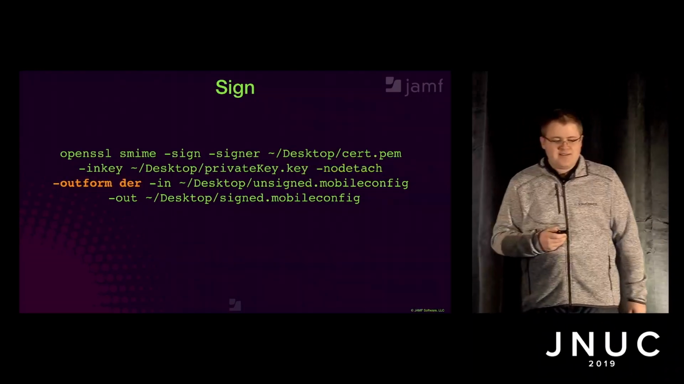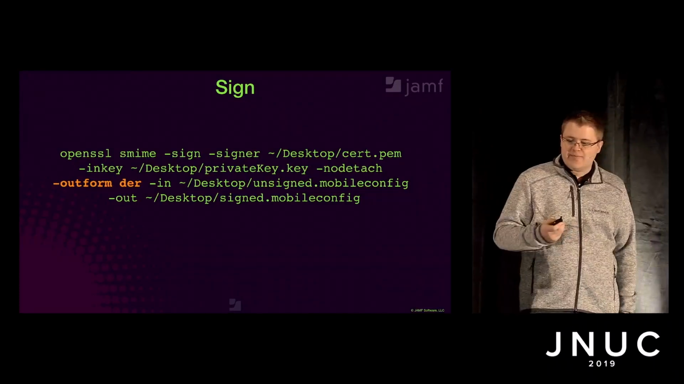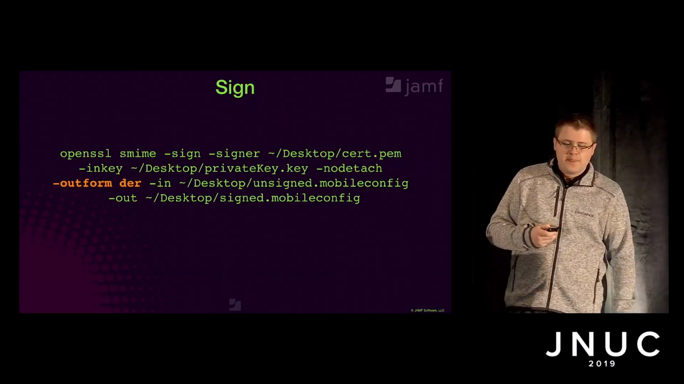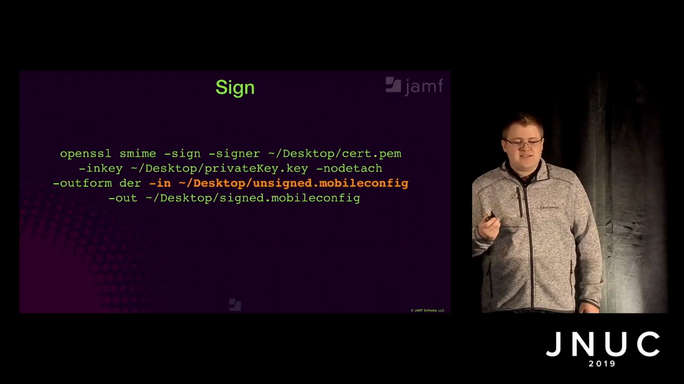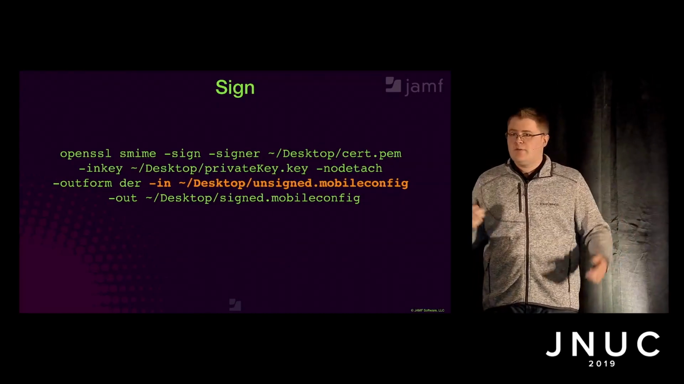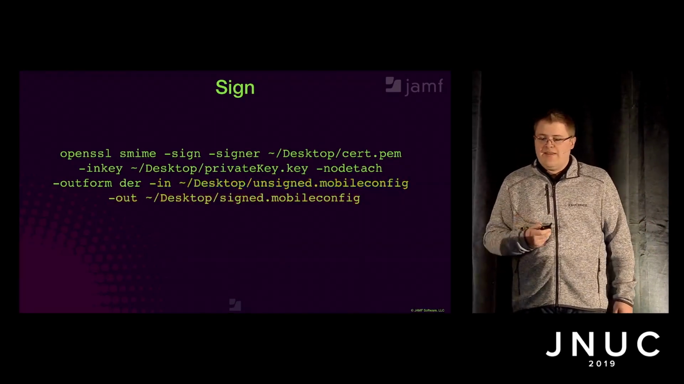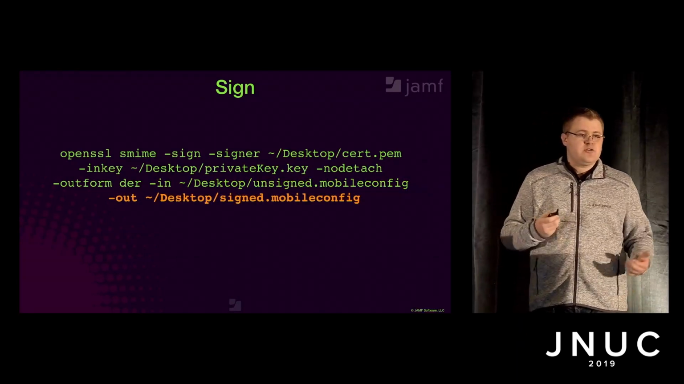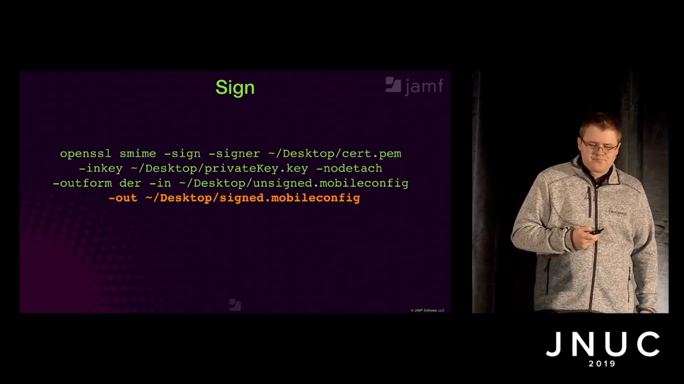-outform der says to change the default output from smime to pkcs7. -in is the thing that we're going to sign, that unsigned mobileconfig on our desktop. And then -out is where we're going to put our newly signed copy of the profile.